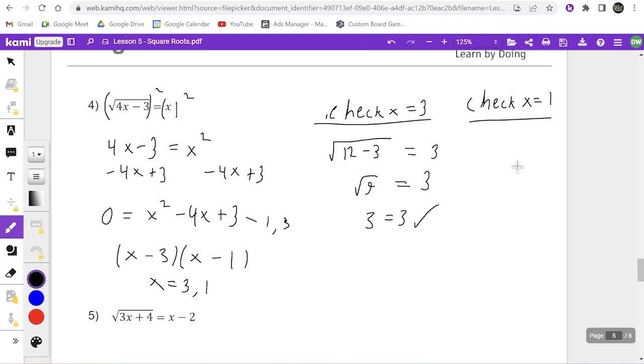Now if I want to check positive 1, I would say the square root of 4 times 1 is 4 minus 3, and I want to know if that equals 1. Well, it looks like the square root of 1 equals 1. Yep, that's true. Check mark. Looks like both of these solutions will work. And one more time, why am I checking for these solutions? Because I never have to do that in algebra, but these ones, it's not optional. I have to check. The reason why is because we squared both sides. Whenever you square both sides, that's when we check.